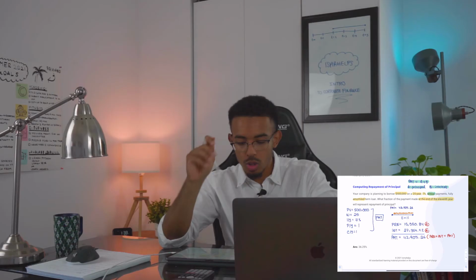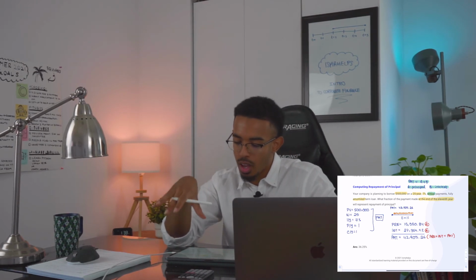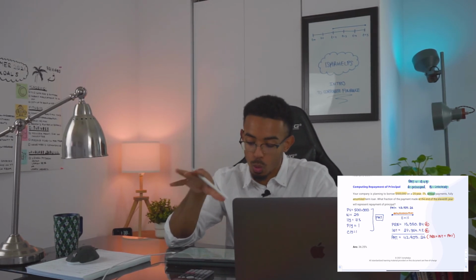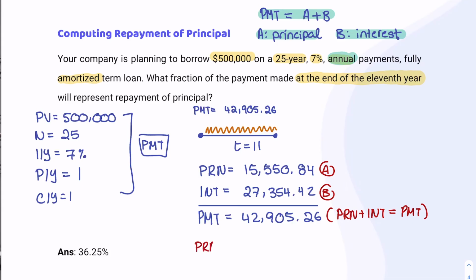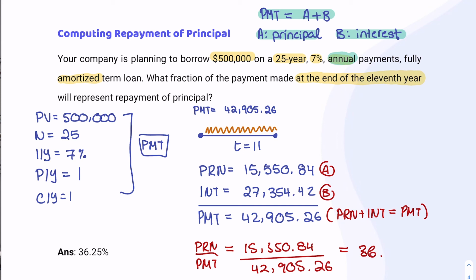And then with that, because you want to know what fraction of the payment made at the end of the 11th year will represent the repayment of the principal, all that you have to do is take the principal over the payment, which essentially is 15,550.84 over 42,905.26. And that gives you a beautiful number: 36.25%. And that's your answer, just like that.